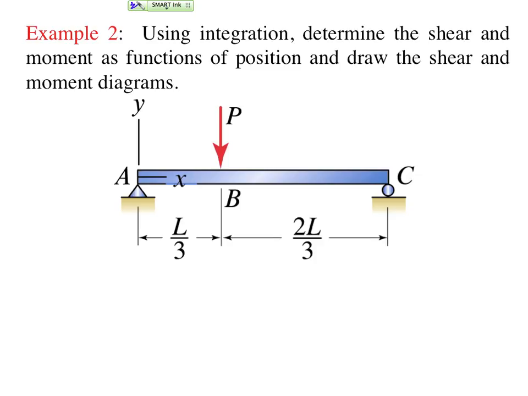In this example, we have a beam loaded with a single off-center force P. The beam is pin supported at A and roller supported at C, so we could begin by finding the reactions for the beam. If we were to do that, we would find that the vertical reaction force at A is 2/3 P, and the vertical reaction force at C is 1/3 P.